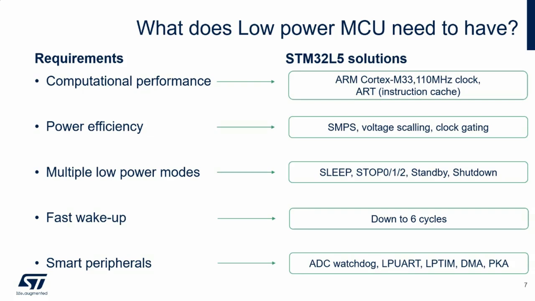The second requirement for a microcontroller is power efficiency. This feature is desired because it helps to reduce the current consumption in the active phase of the application. STM32L5 is equipped with an internal SMPS, which can significantly reduce the consumption. In addition, scaling of voltage and gating of clocks that supply and feed resources of STM32L5 could further reduce the consumption in the active phase.